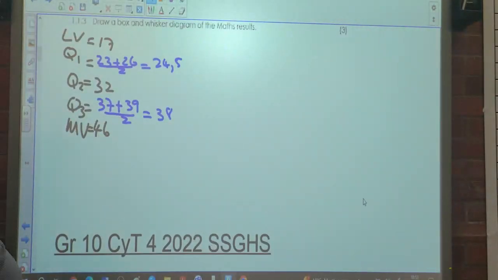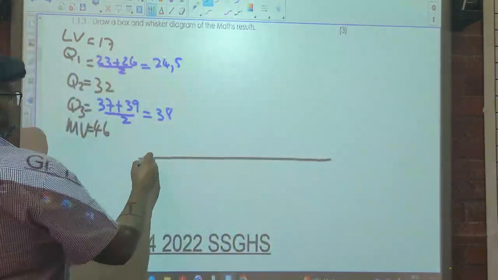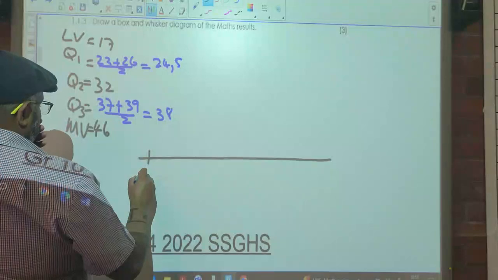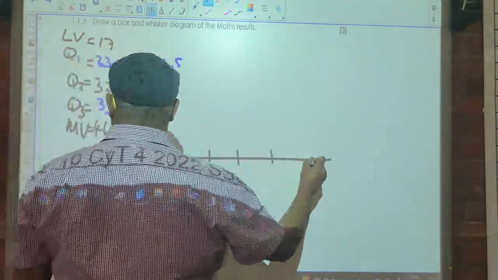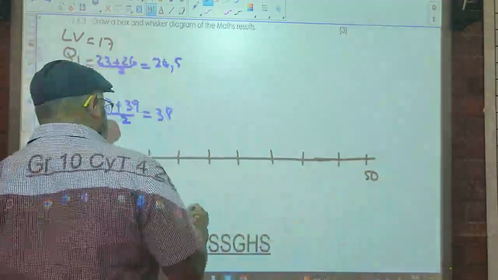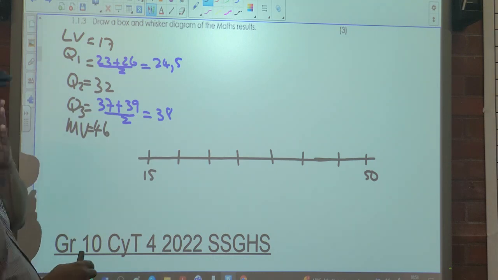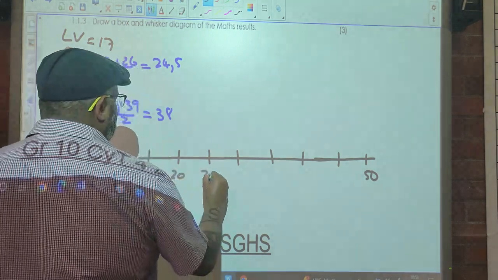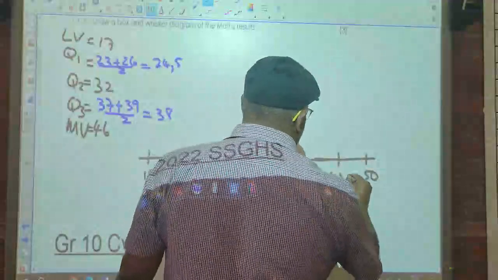Okay. So we always start off with a scale. So we start at 15. If I start at 15, 20, 25, 30, 35, 40, 45, 50. As you can see, you'll use a ruler to make your scale. Okay. Before you draw a box and whisker diagram, you must have a scale. Okay. So it's going to be 20, 25, 30, 35, 40, 45.